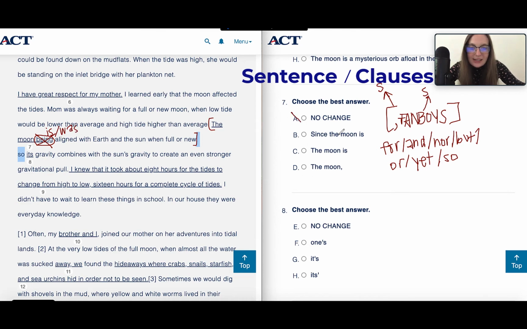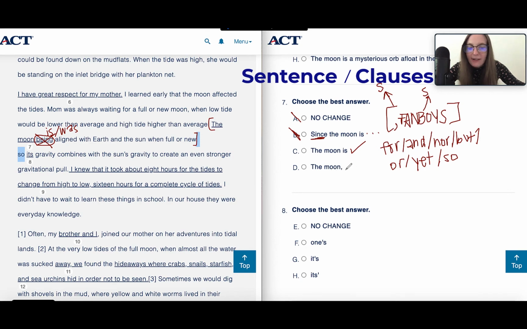Choice B, "since the moon is aligned." Well, this is not going to be a full sentence because it starts with a word that leaves it open-ended. Try starting something with "since." "Since I'm tired." See, it's a cliffhanger. It leaves you like... So this one's also not going to make that a full sentence. Choice C, that's exactly what we said we wanted. "The moon is aligned with Earth and the sun when full or new." So that's going to work as a full sentence. Choice D doesn't even have a verb at all. "The moon aligned."